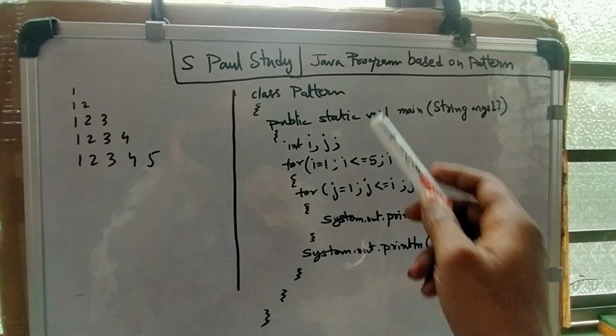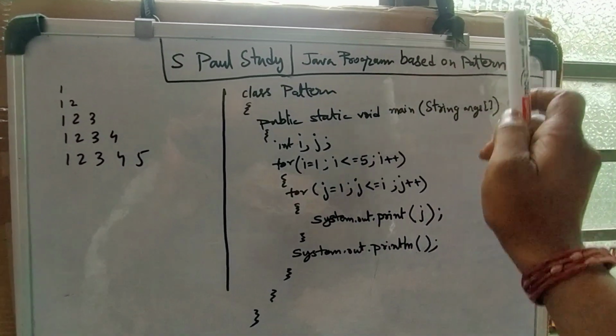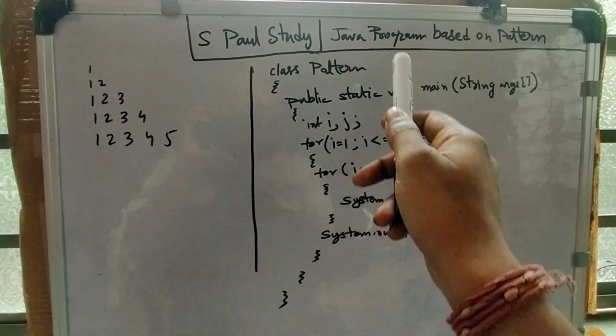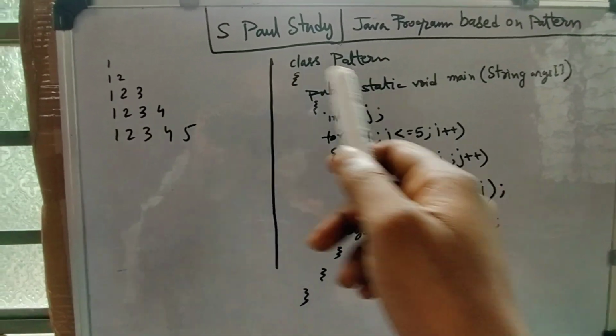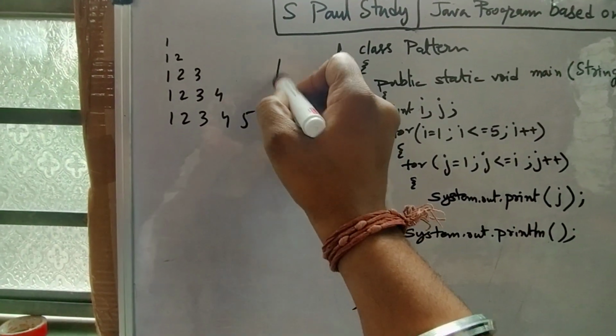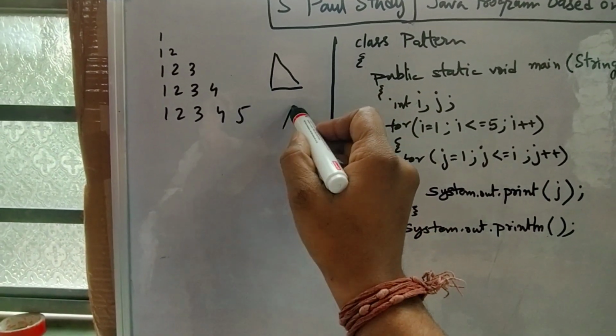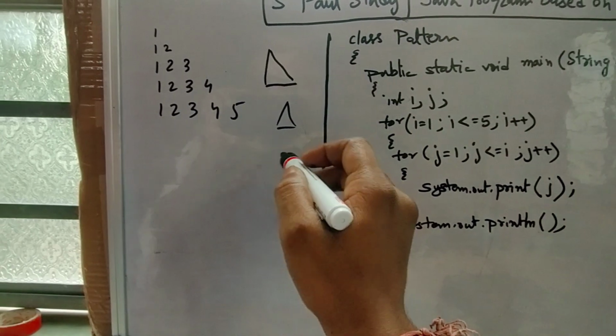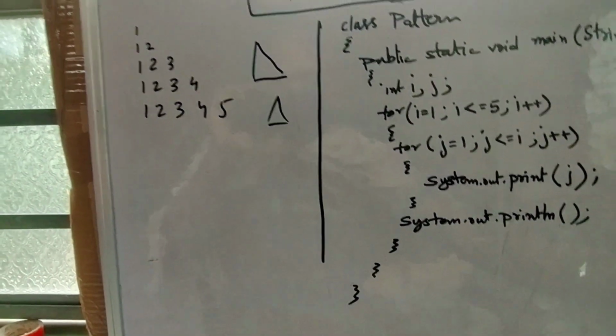Today's lecture will be on Java programs based on patterns. We will see some Java programs that will be totally based on patterns. The pattern can be a triangle, a pyramid, anything. So we will discuss one by one.